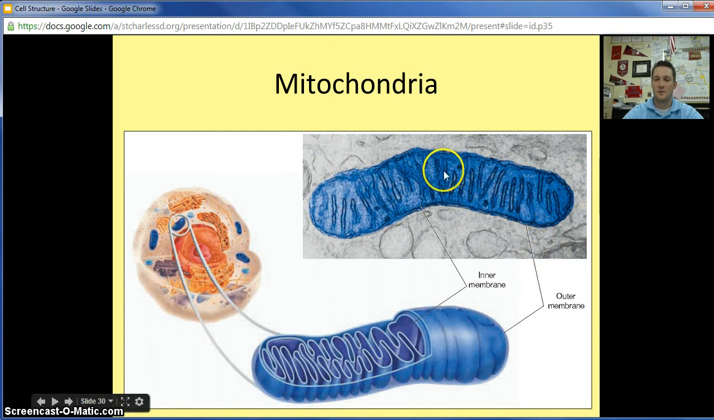But it's a cross section. It's been sliced in half, kind of like this has. And it shows you the outer membrane around the outside and the folded inner membrane. And that's where your cells make most of the ATP they need to do everything.